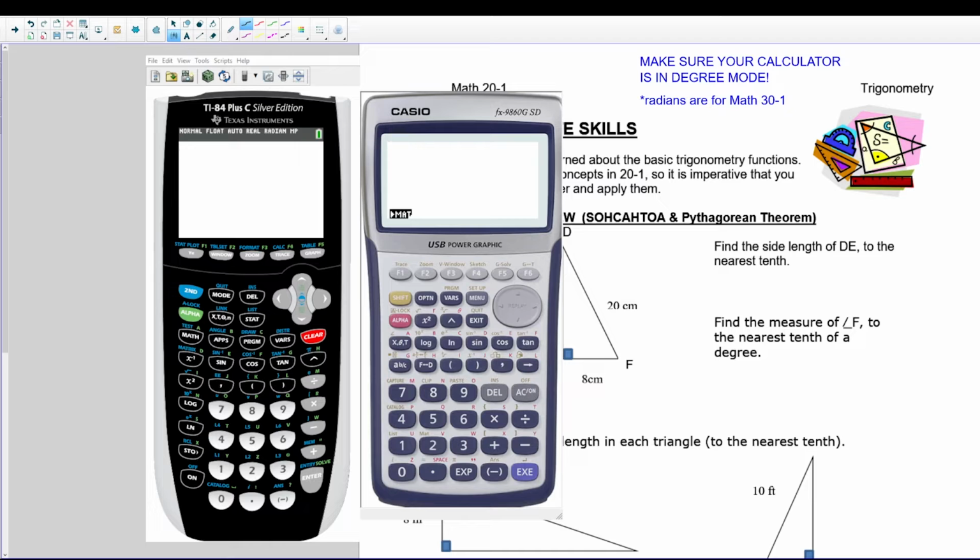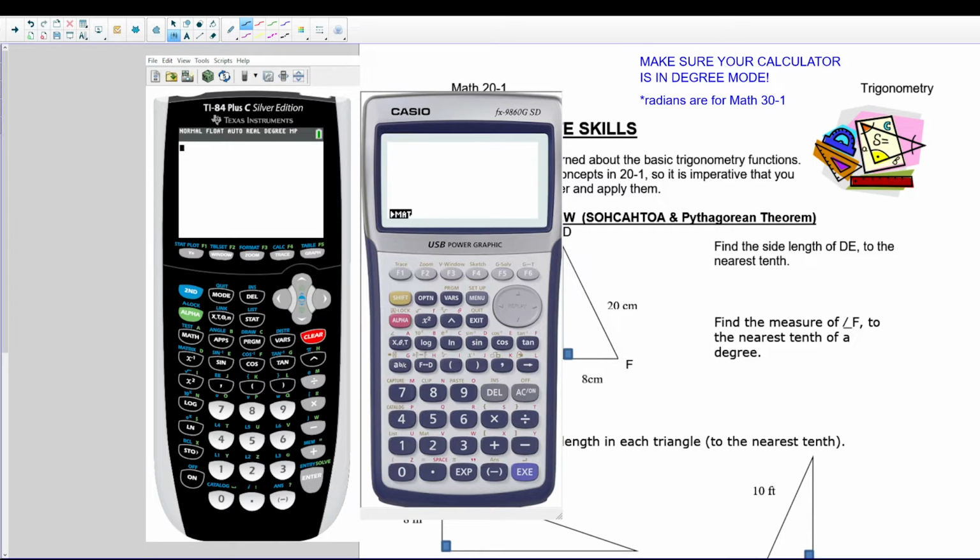So starting off with the TIs, we're going to hit the mode button, which is right here. And then after that, we're going to go down, and you can see here that we're currently on radians. So we're going to hit the right arrow, press enter, and we can see now that we are highlighted on degree. You can press clear to go back. And now we are on degree mode.